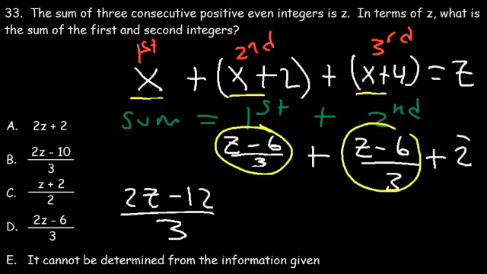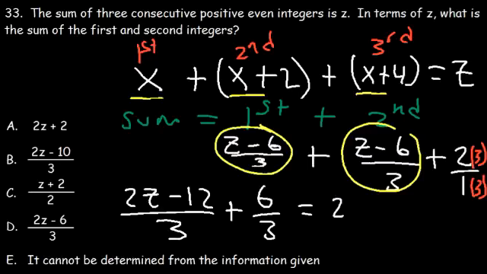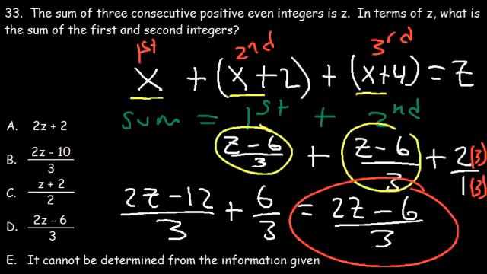Now, we need to do something with the 2. So let's write it as 2 over 1, and let's try to get common denominators. So we're going to multiply the 2 by 3 over 3. So then this is going to be plus 6 divided by 3. Now, we can add the numerators. So it's going to be 2z, and then negative 12 plus 6 is minus 6 divided by 3. So this is the sum of the first and second integers in terms of z. So therefore, D is the right answer to this problem.